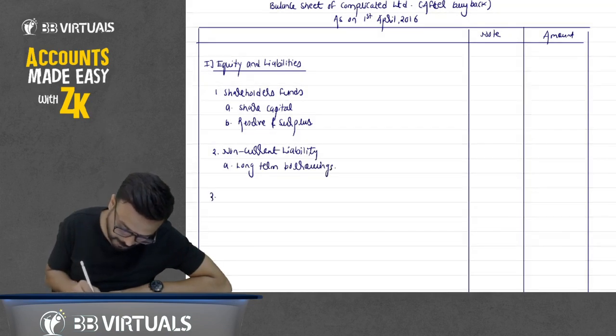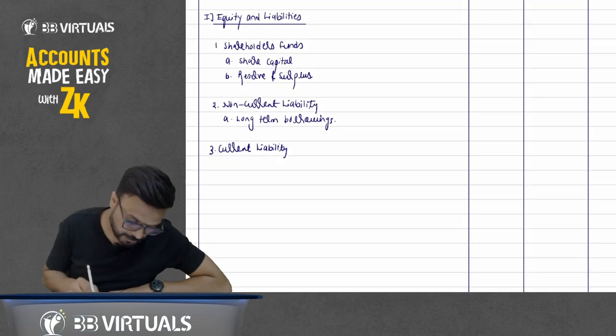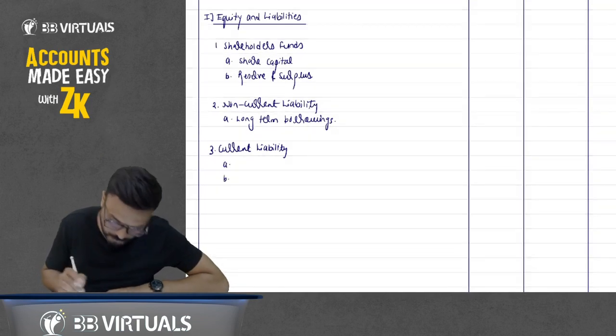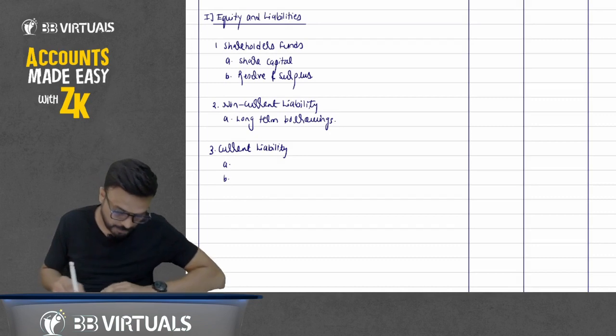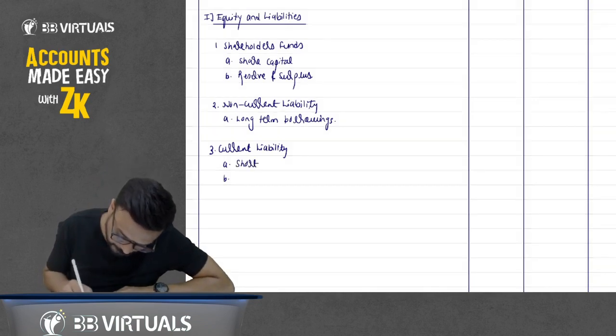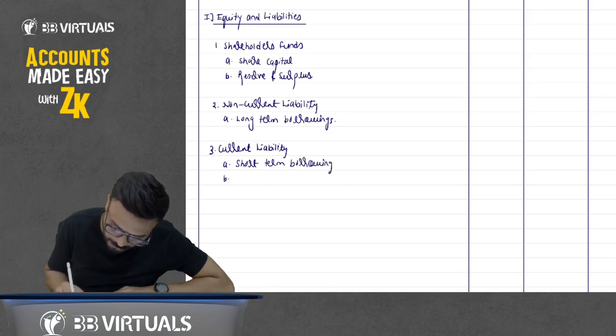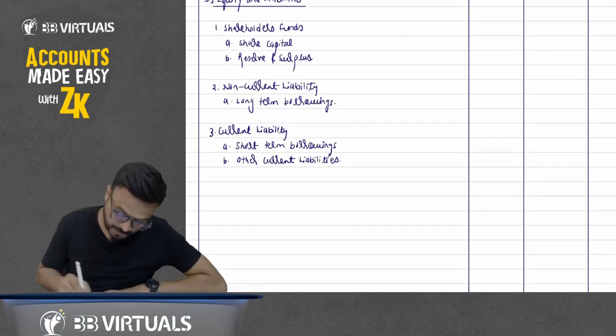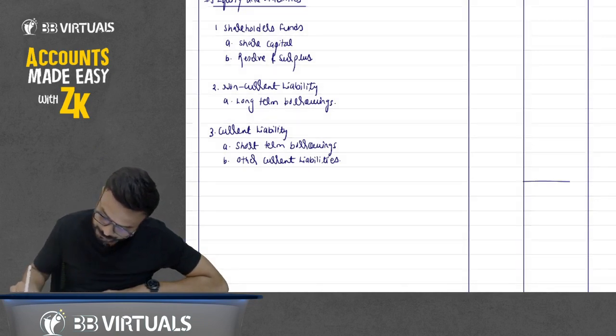Then current liability, third point. Under current liability, write down short-term borrowings. Just write down, I will explain each and every point. Short-term borrowings, then other current liabilities. So now here the total will come.